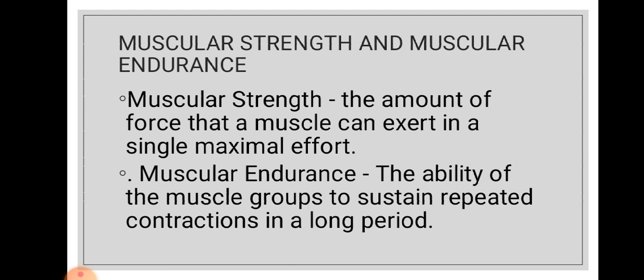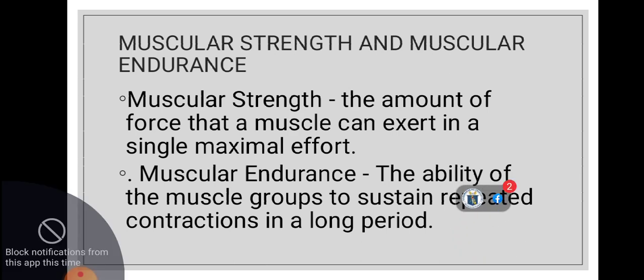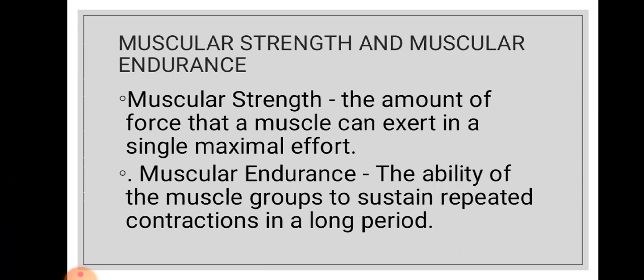The first one we have here, the muscular strength. It is the amount of force that a muscle can exert in a single maximal effort. While the muscular endurance, it is the ability of the muscles or the muscle groups to sustain repeated contractions in a long period of time. So meaning to say, when you are performing activities or exercises about muscular strength and you're performing it for a long period of time, it becomes a muscular endurance. Meaning to say that these two are related to one another.